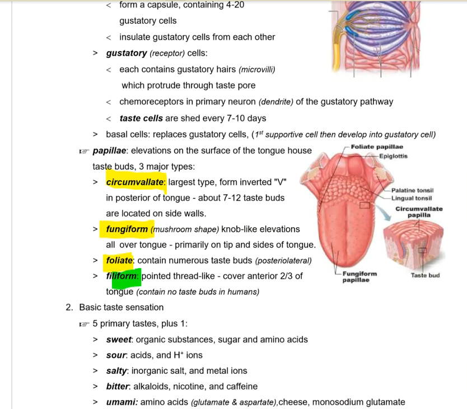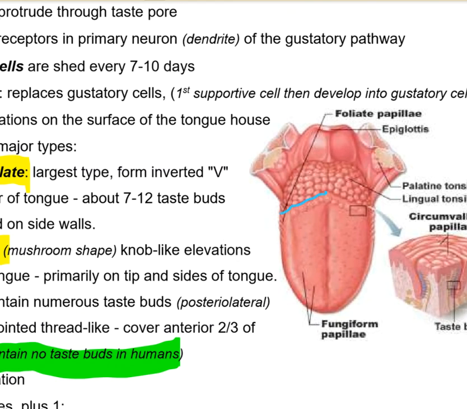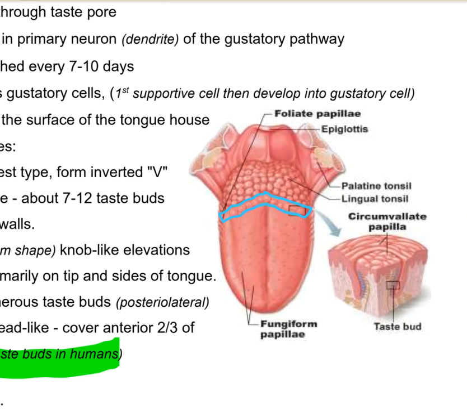So filiform are these thread-like ones that cover the anterior two-thirds of the tongue, and they give that textural feel to your tongue if you run your teeth over it, but they don't contain any taste buds in humans. These other three do, though. The circumvallate ones are located here as a V shape in the back, and they zoom into one particular one right here, a circumvallate papilla.